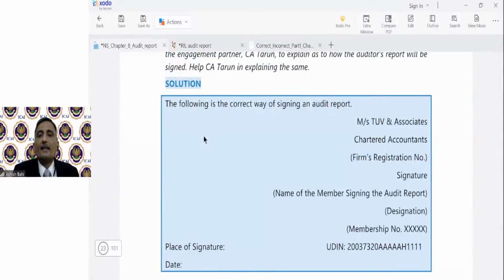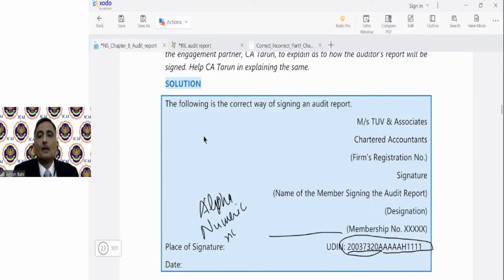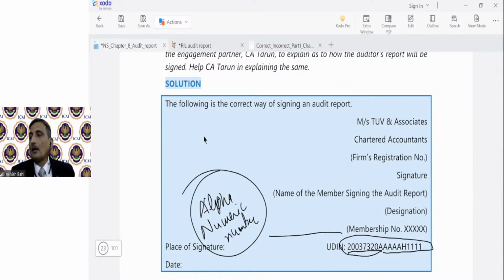So it looks like this. It is an alphanumeric number. Yes, students, is it clear to you? Yes, Harmisha, what is your query?